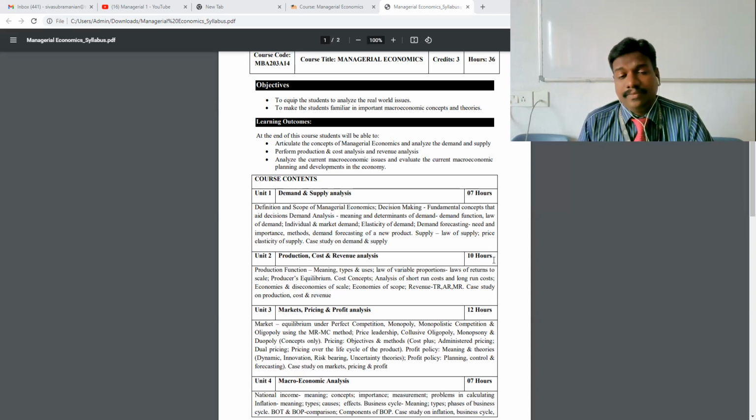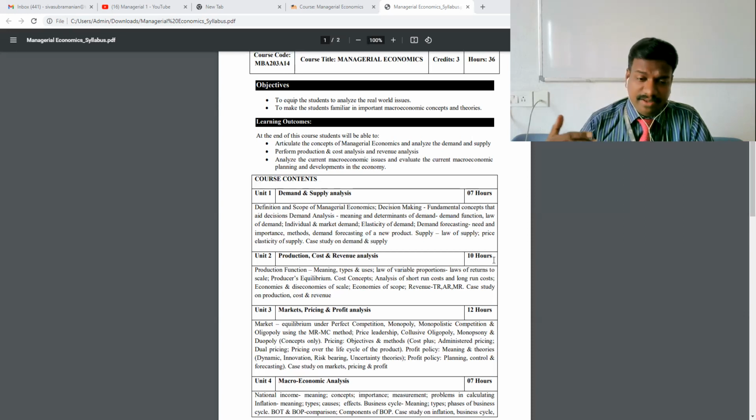And the second unit consists of production, cost and revenue analysis: production of goods and services, what the production functions are, the different types and uses of production functions, what the law of variable proportions is and how it plays out in the business, and various cost concepts. And also we are going to study the revenue functions.